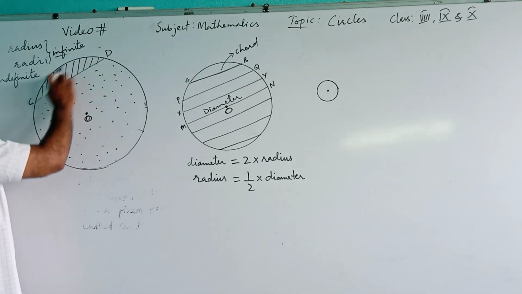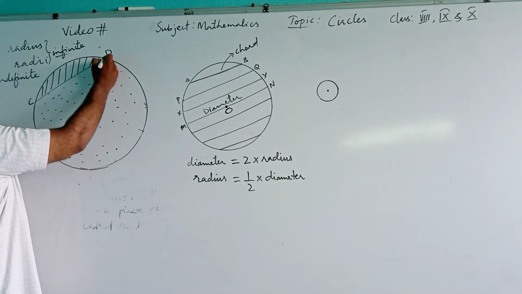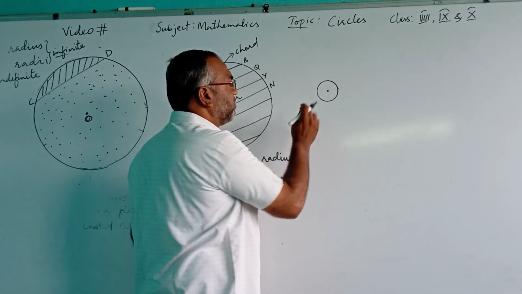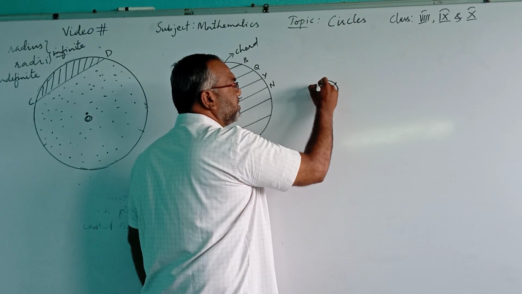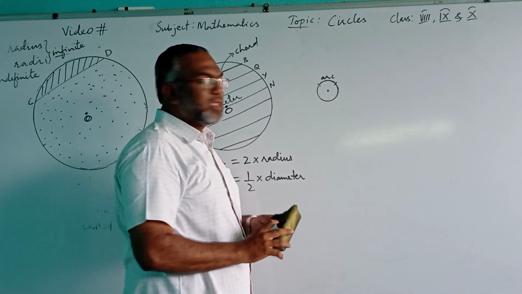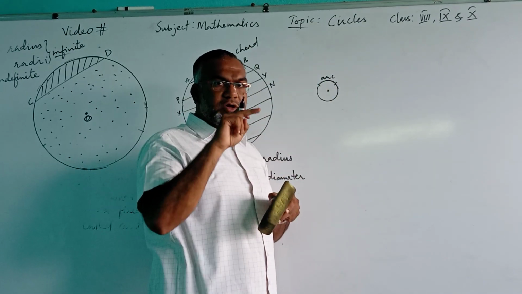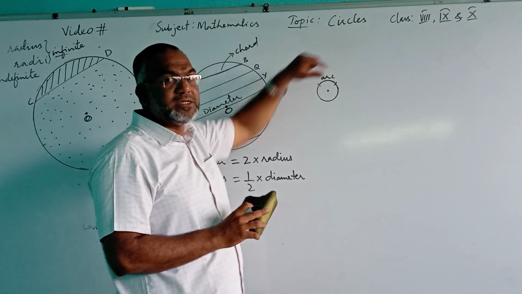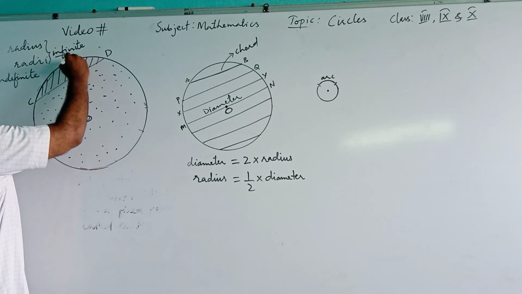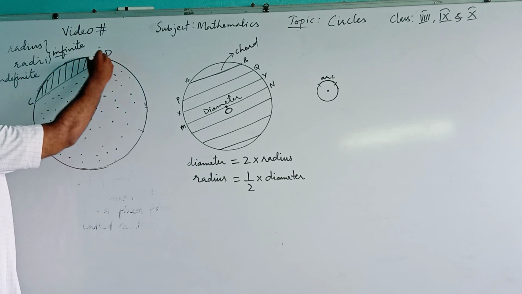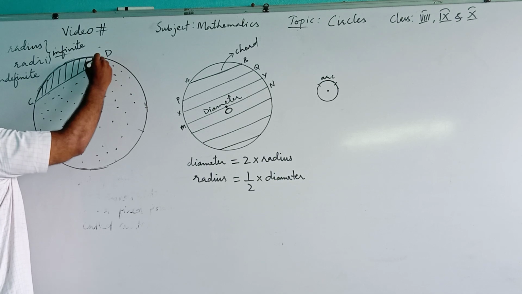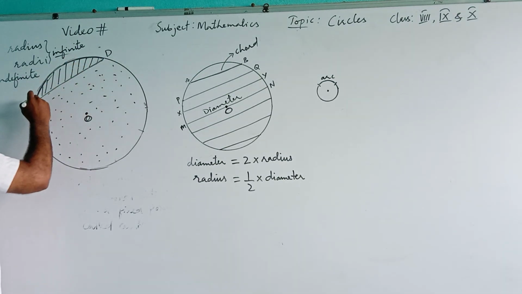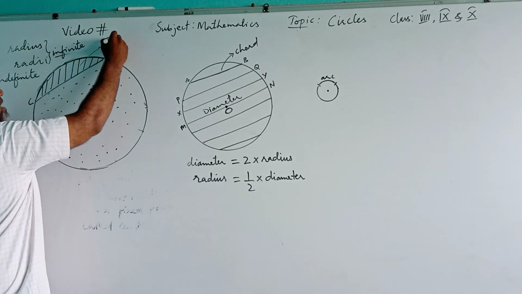This region is bounded by a chord and an arc. An arc is a piece of circle. For example, from this circumference, if I take this much, then this much is an arc. When we take a small piece of the circumference of a circle, that piece is called an arc. Now we have an arc here. This is an arc, and this is a chord. The region bounded by a chord and an arc is called a segment.